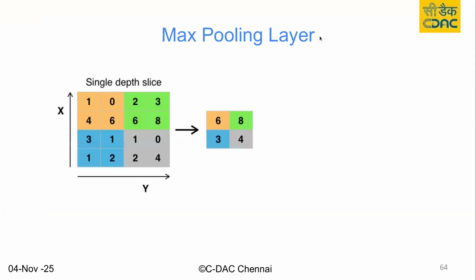Here in the max pooling layer I have 1, 0, 4, 6, so the maximum is 6. Out of this 2 cross 2, 2, 3, 6, 8, the maximum value is 8. Out of this 2 cross 2, 3, 1, 1, 2, the maximum value is 3. Out of this 2 cross 2, 1, 2, 4, 0, the maximum value is 4. So you will get a 2 cross 2 matrix as output of the 4 cross 4 matrix in a max pooling operation.